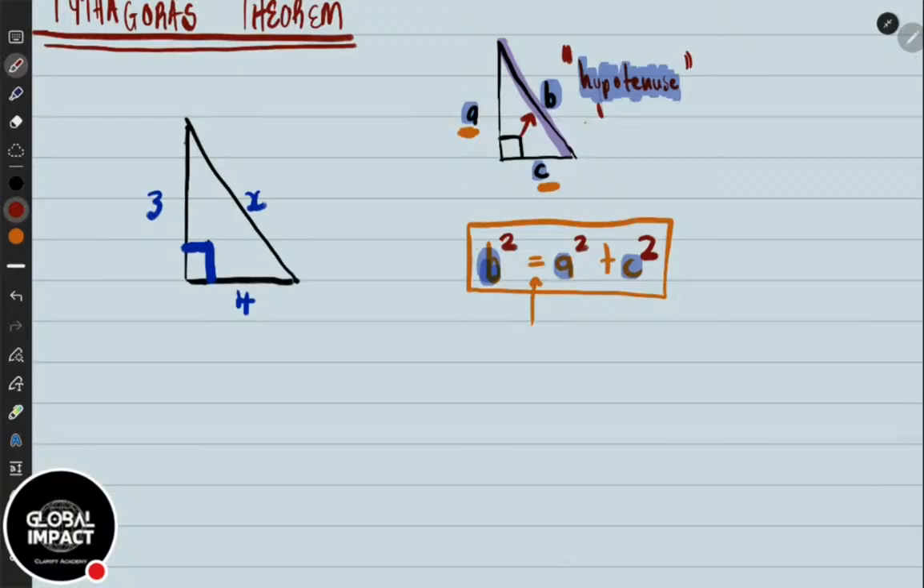So put everything as squared. Now, this is what we call Pythagoras theorem. Don't change it. Everything should be squared, but the hypotenuse should be alone. In any question you do, the hypotenuse should be alone.